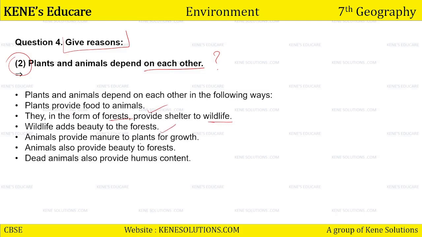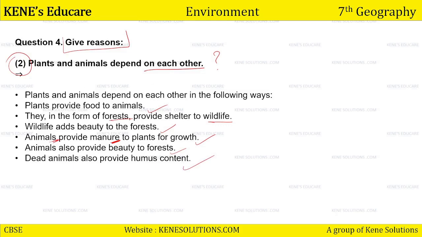Animals provide manure to plants for growth because the excretion done by animals is then converted into manure, which is very helpful and essential for the growth of plants. It works as a natural fertilizer, not fertilizer, but manure, a very important organic material used for the growth of plants. Then animals also provide beauty to the forest, right? Dead animals also provide humus content. So this is how plants and animals are dependent on each other.